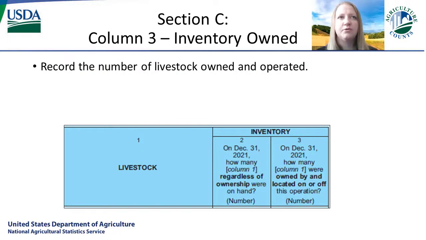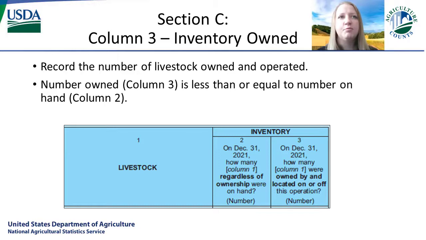In column 3, record the total number of owned livestock operated on December 31st. The number reported in column 3, owned inventory on hand, should be less than or equal to column 2, total inventory on hand, regardless of ownership.